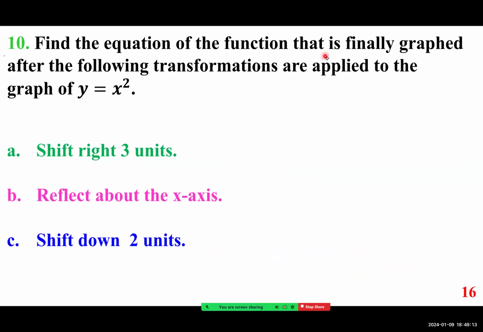Find the equation of a function that is finally graphed after the following transformations are applied to the graph of y equals x squared. The first one, we're going to shift it right by 3 units. So we're going to write x minus 3 quantity squared. So f of x is x minus 3 quantity squared.